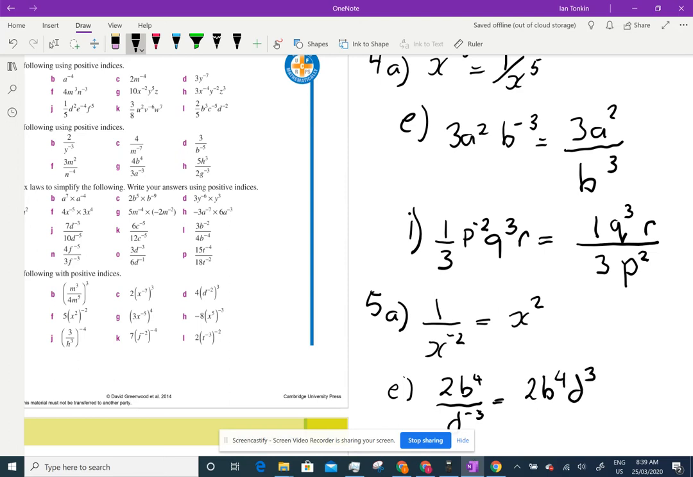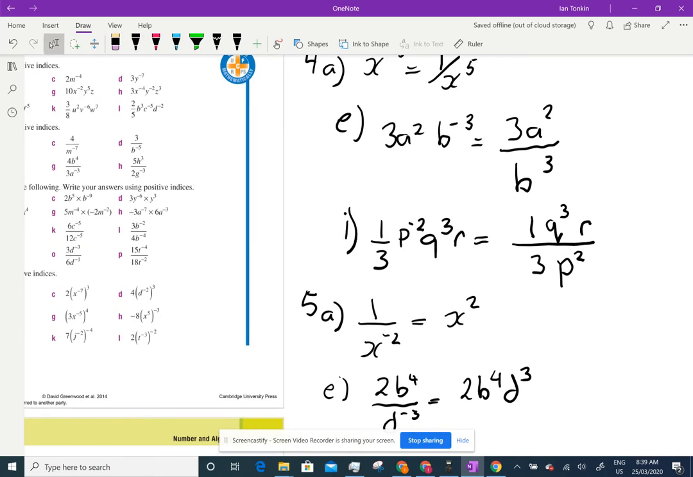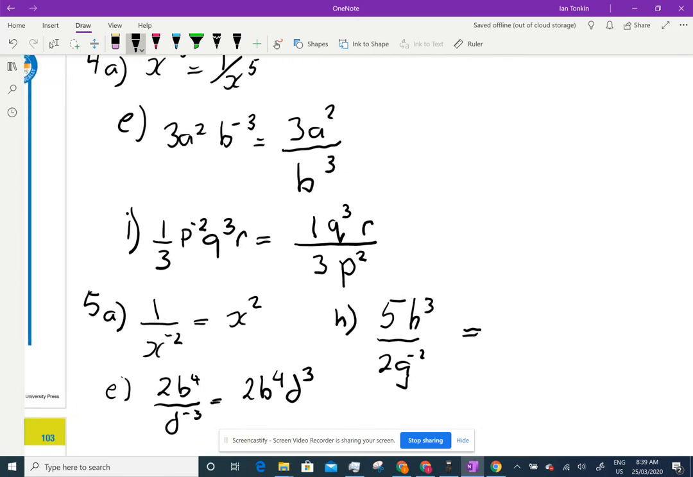Now, I'm going to do h, because I reckon you're going to have trouble with it. Make sure you have a go at it before you go any further. So you go away, have a go at it, and come back. 5h, it's 5h cubed over 2g to the negative 2. Now, you don't move that 2. It's not to the power. So the 5, the h, and the 3, and the 2 all stay the same. Only the g moves.